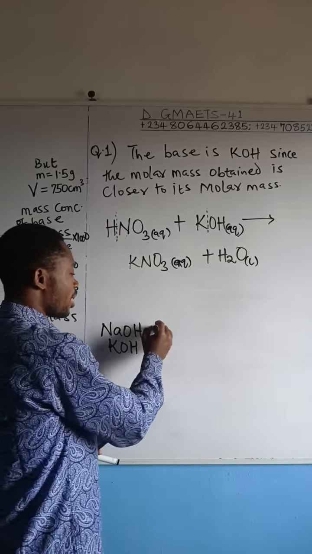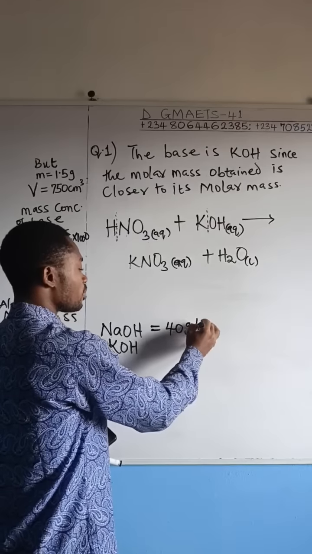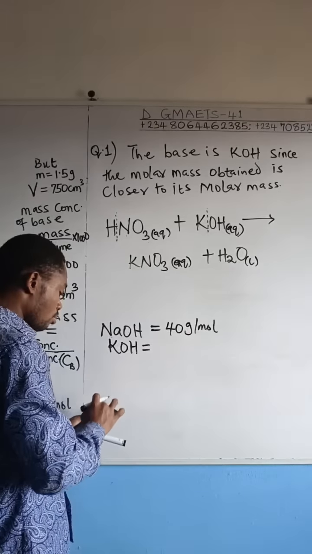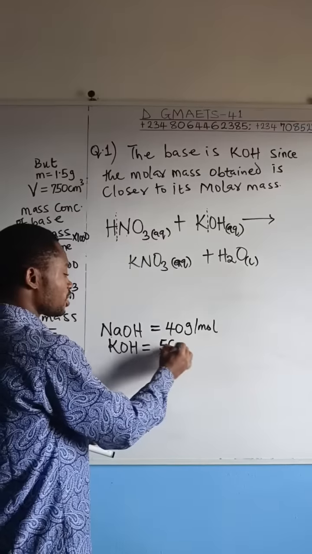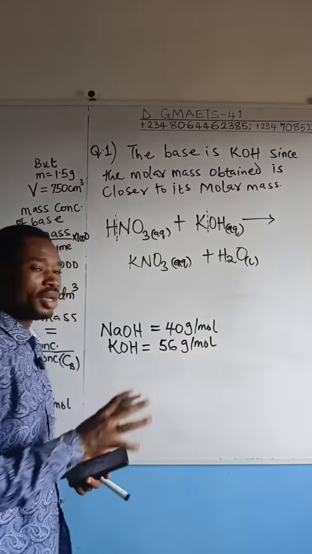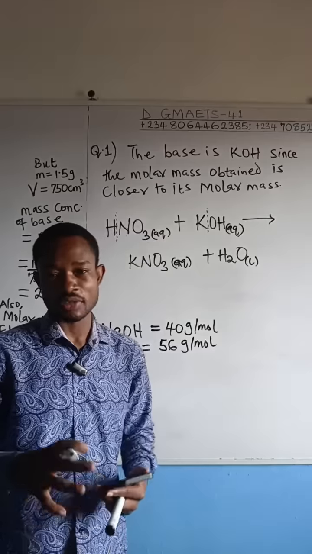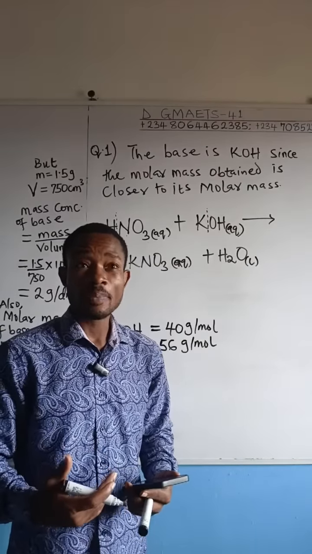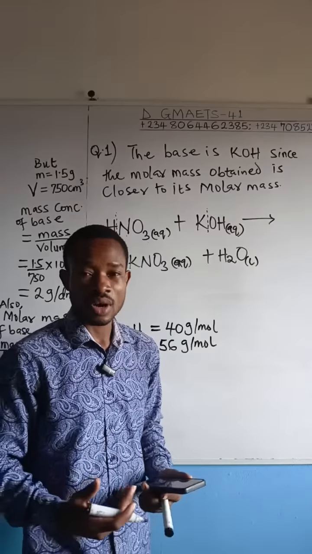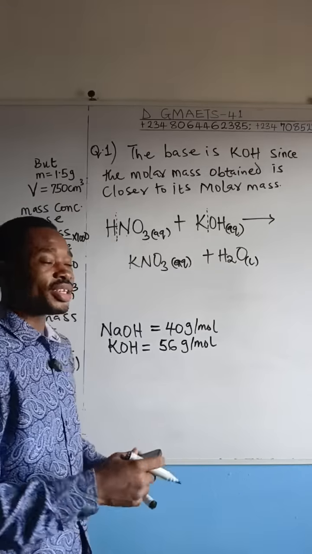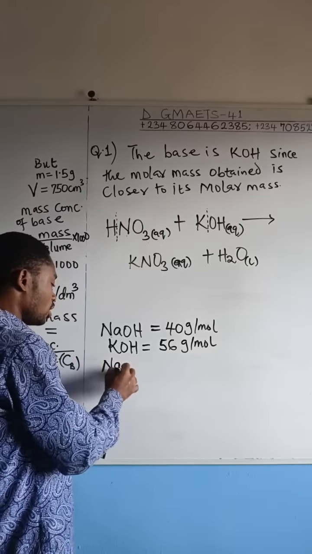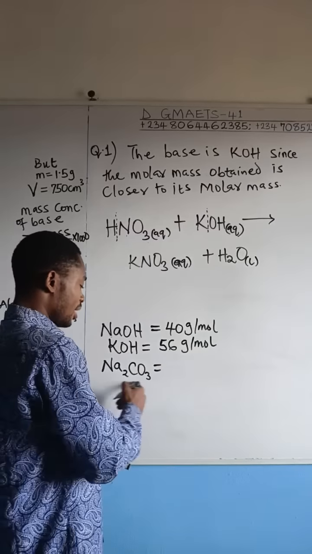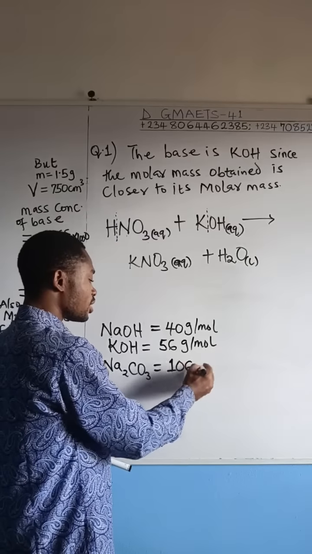Now, the molar mass of sodium hydroxide is 40 grams per mole. Molar mass of potassium hydroxide is 56 grams per mole. These are the two major monoacidic bases used for titration experiment. But then you can also be given a particular base, all right? That's actually a salt, but the solution is basic, which is sodium trioxocarbonate 4. You can be given this guy. Are you following, right? Sodium trioxocarbonate 4. And this thing is 106 grams per mole.